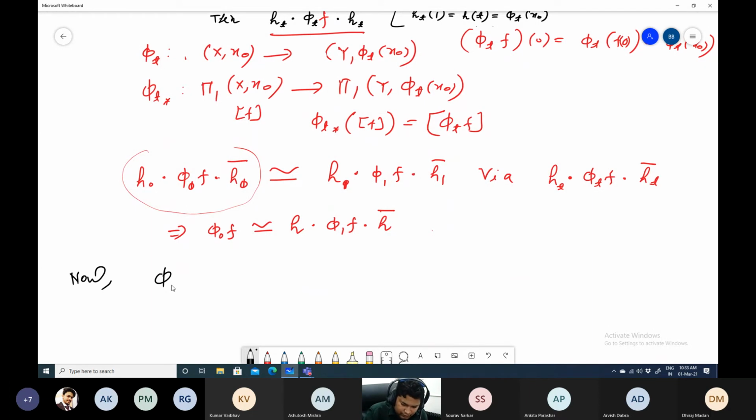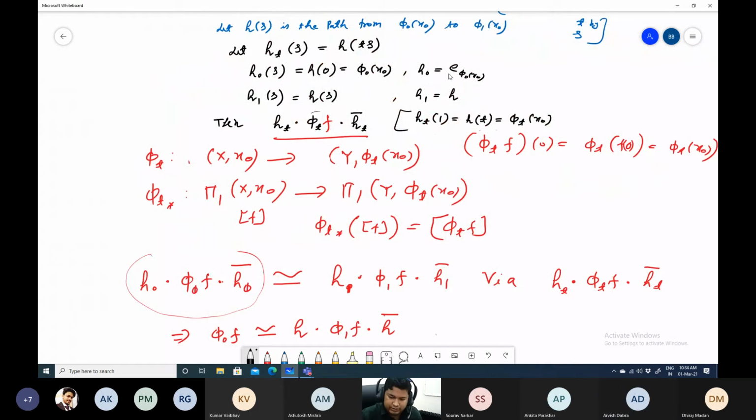So now phi 0 star f, yes. Sir, can you explain the previous step? After that, how can we write phi 0 compose f is homotopic to h phi 1 f? Because h0 is identity. Okay. H0 is identity and h1 means h. We have proved that. See, h0 is identity and h1 means h. That way we have defined that h.